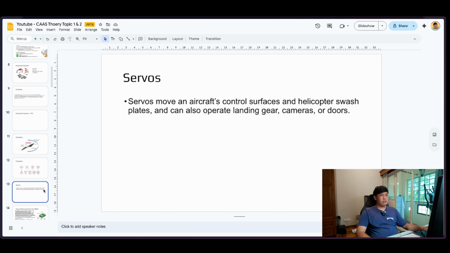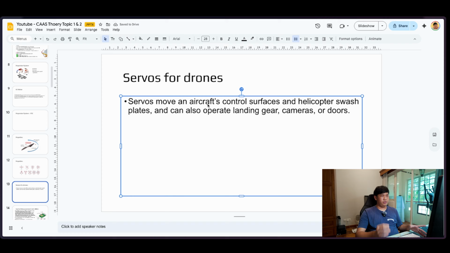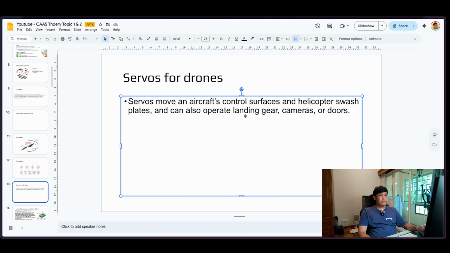Servos. I think you can search them on Google. They're called servos. I think maybe you can search servos for drones, and they'll give you some photos. So servos move an aircraft's control surfaces and helicopter swash plates. You can also operate landing gear, cameras, or doors like on an aeroplane.